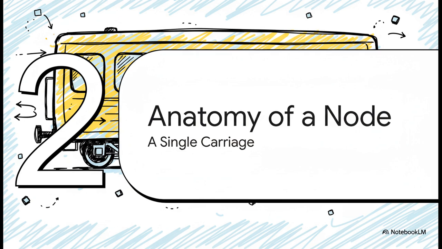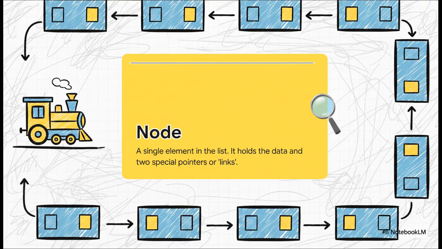Okay, so if we're going to understand the whole train, we have to start with just one carriage. In the lingo of computer science, we don't call it a carriage, we call it a node. So let's pop the hood and see what makes a node tick. A node is really just the basic building block of our list. It's like a little container, and it has two main jobs. First, it holds your actual data, the song title, the website, whatever. And second, it holds those super important connections to its neighbors.